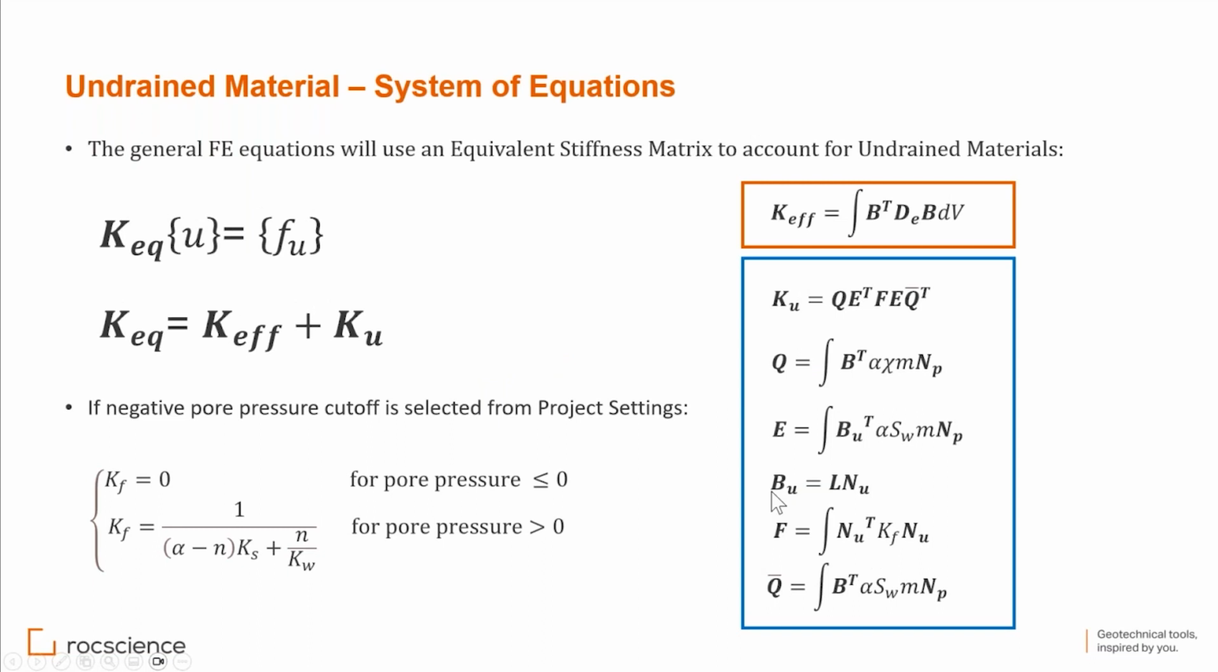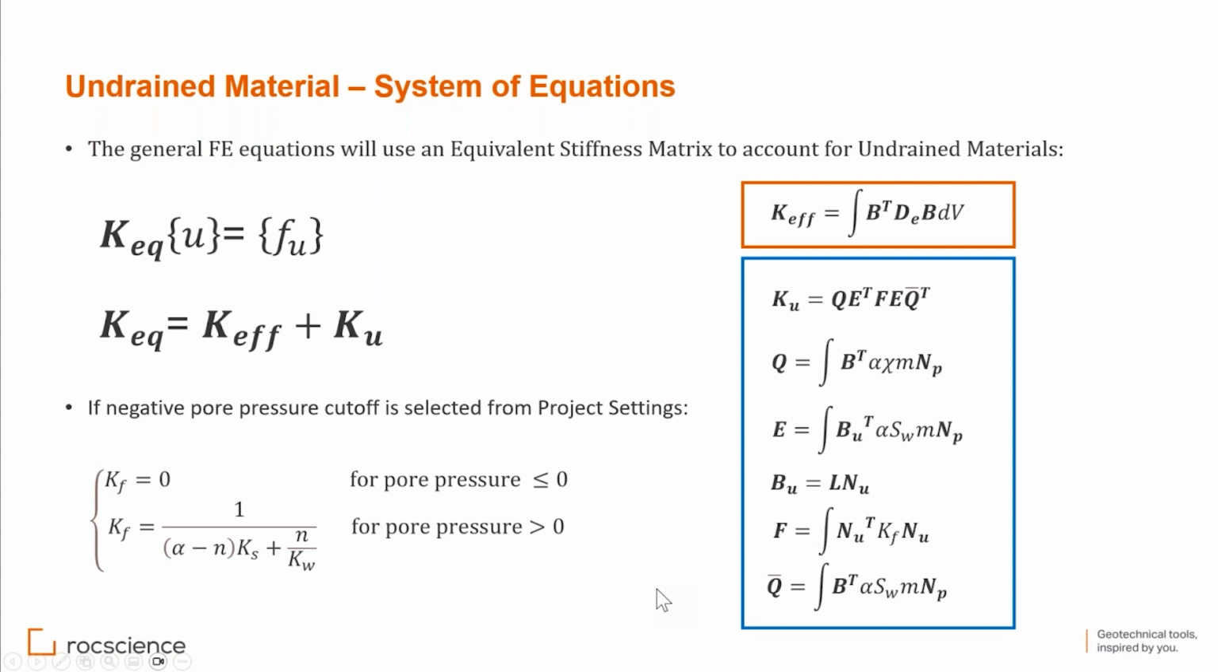What is the formulation behind it? The general finite element equation that we have for undrained material uses an equivalent stiffness matrix to account for this undrained behavior. What we have here is K_eq, the equivalent stiffness, multiplied by displacement, equal to the out of balance forces. This is divided into the effective part and the part that is coming from the undrained behavior. And these are how they are defined. So to account for that undrained material behavior, we have all these matrices to be calculated and considered in the simulation.